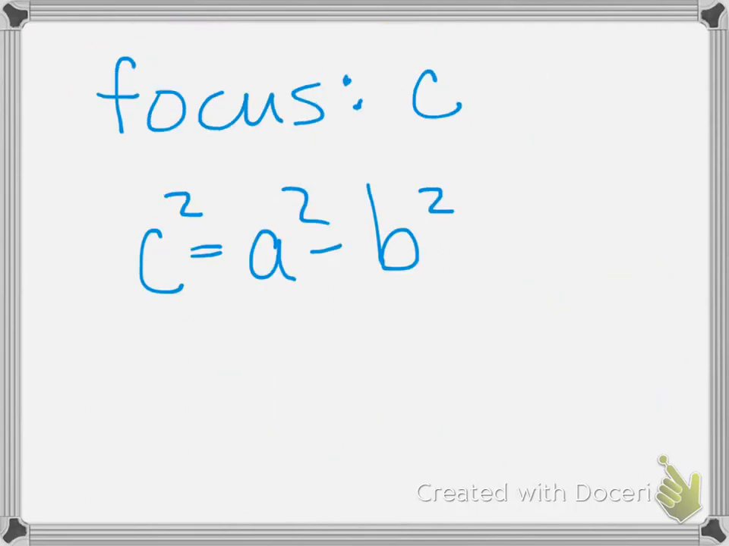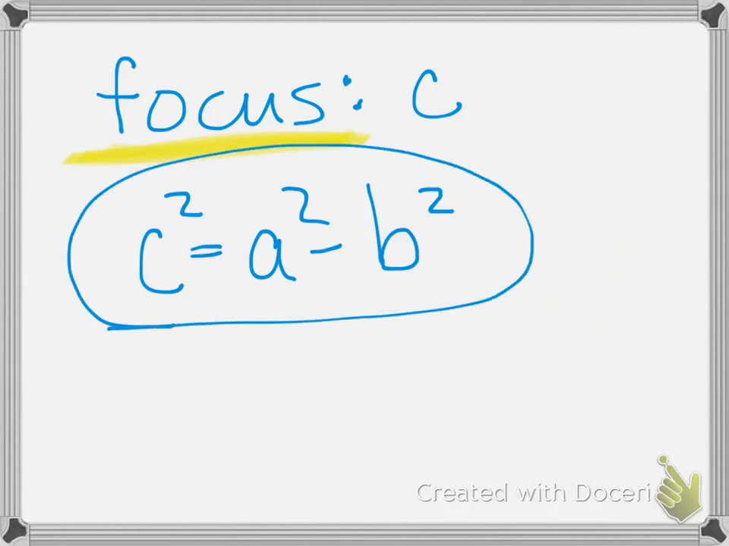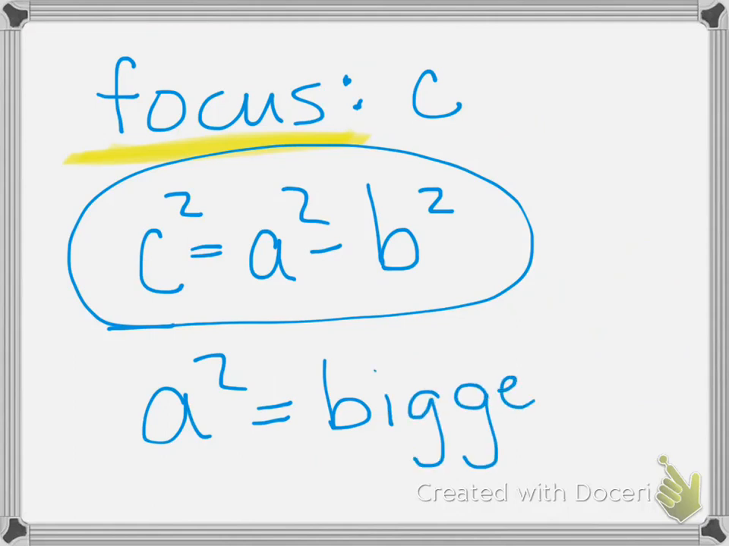Oh, also one other thing is that just like with a parabola, an ellipse has a focus, and that focus will be C. And when it comes time for us to find the focus, we're going to use this formula here, C squared equals A squared minus B squared. And A squared will always be the bigger denominator. So whichever denominator is bigger, that's going to be A squared.